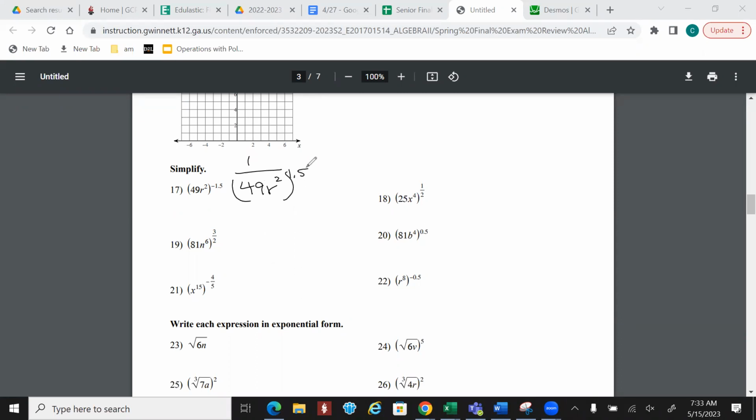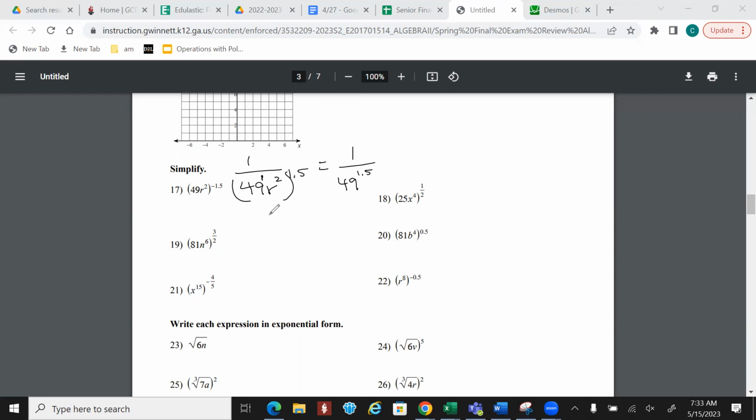Now we have an exponent raised to an exponent. So that means that we're going to multiply these two together. We're also going to take 49 and raise it to the 1.5 power as well, because there's actually an exponent of 1 right here. So if we do 1 times 1.5, we're going to get 1 over 49 raised to the 1.5. And then we're going to take 2 and multiply it times 1.5.